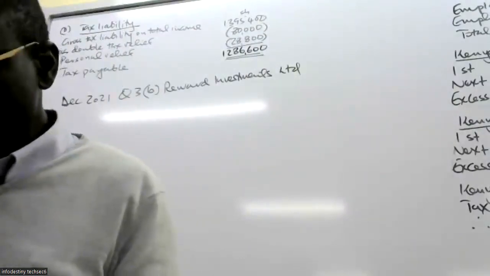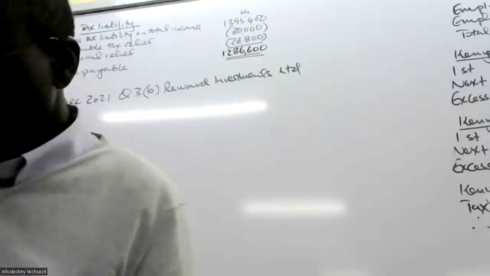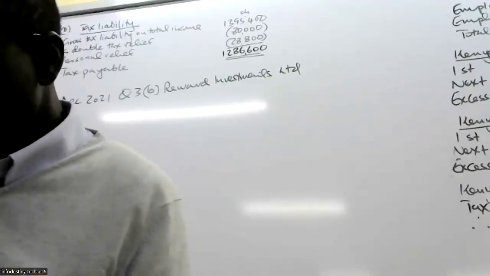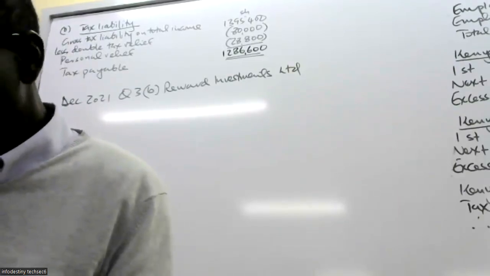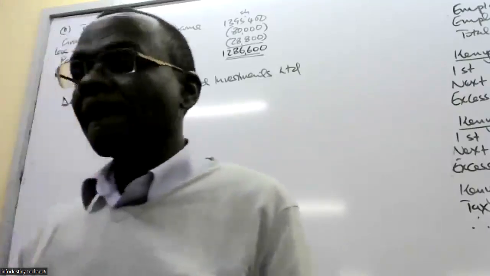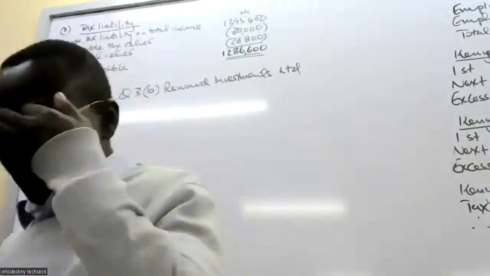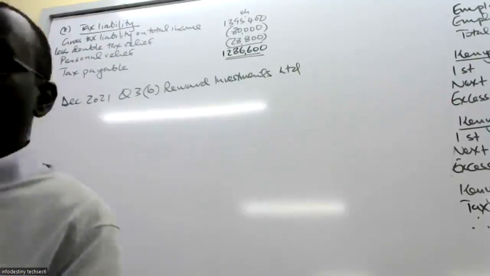So we'll be doing VAT and maybe any other thing that's outstanding. What topic have we left that we have not yet done? Apart from VAT, is there anything else? Or have we finished? Is there anything else apart from VAT?